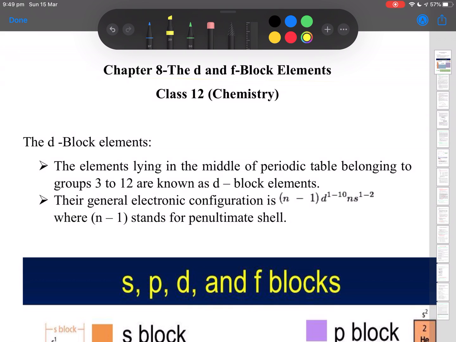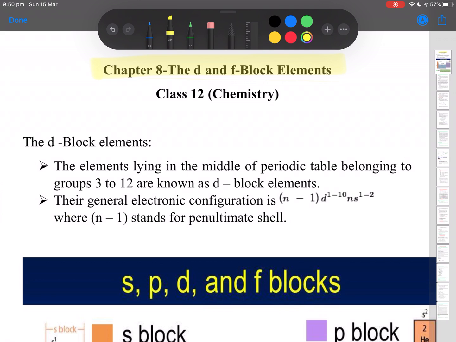Today we are going to begin with chapter 8, D and F block elements. This chapter is very important for your board exam because a 5-mark question you can expect from this chapter. Apart from that, many reasoning based questions can also be asked.